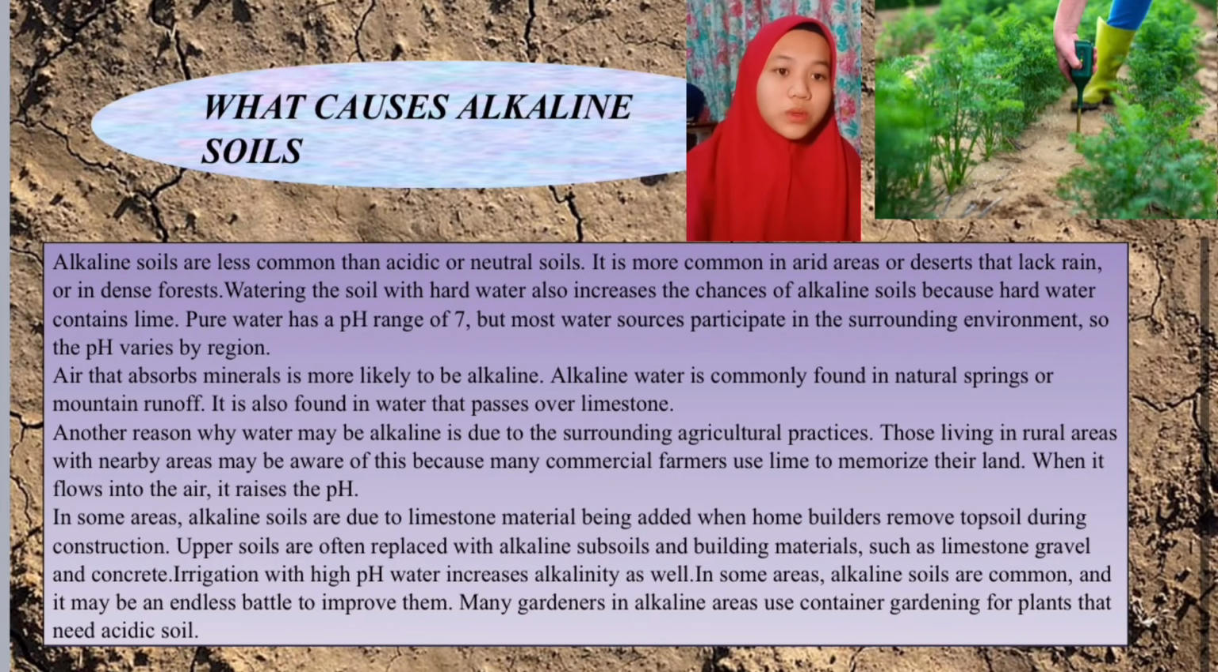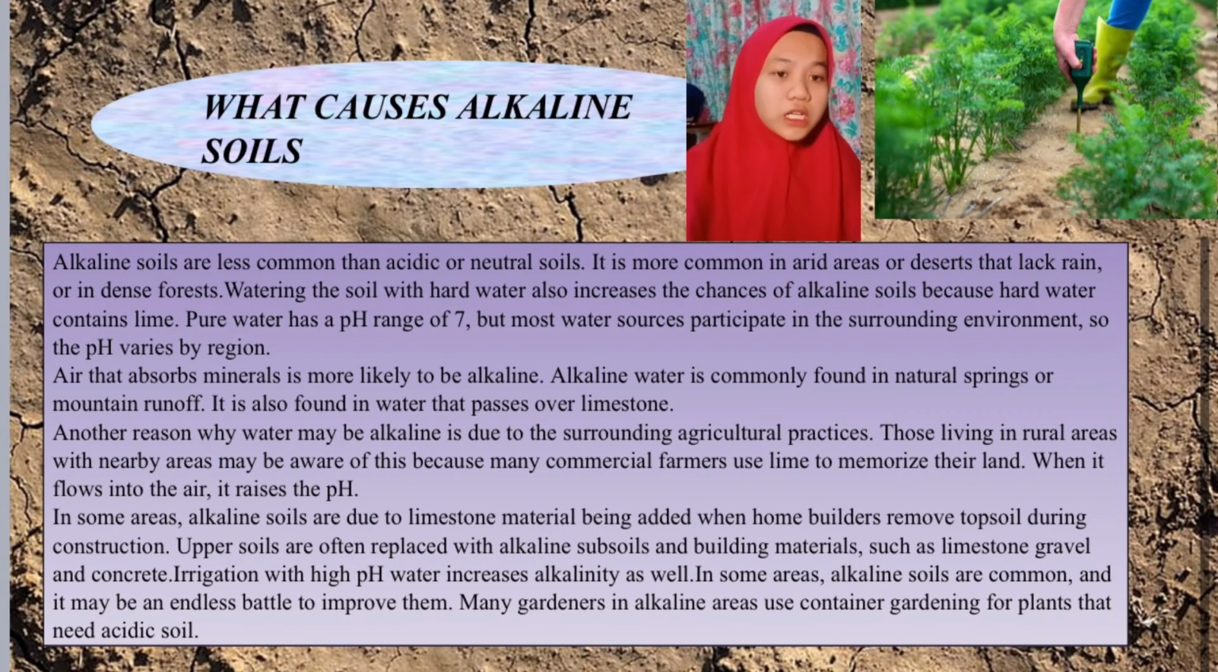Another reason why water may be alkaline is due to the surrounding agricultural practices. Those living in rural areas with nearby farms may be aware of this because many commercial farmers use lime to fertilize their land. When it flows into the water, it raises the pH.